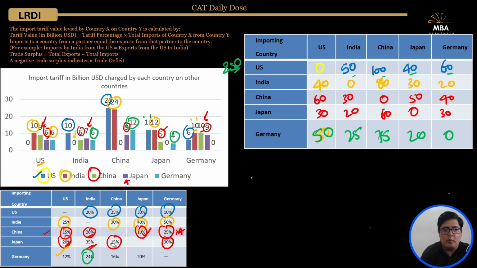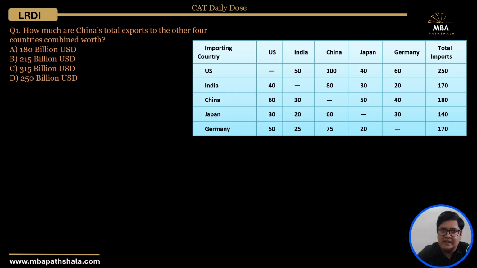If I want to know the total amount of exports done by US, I'll be adding these 40 and 40 and 60, 100, 180. 180 billion export is done by US. This is export of the country and this is import of the country. You can add all of these and add one more row and one more column. This is the kind of outcome we will have.